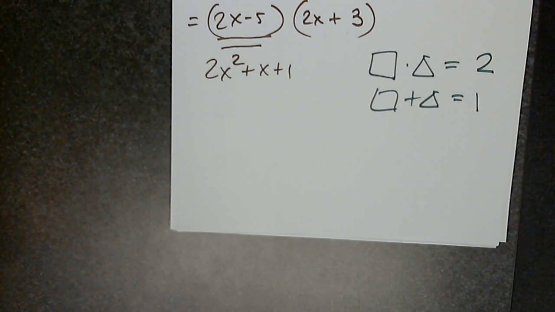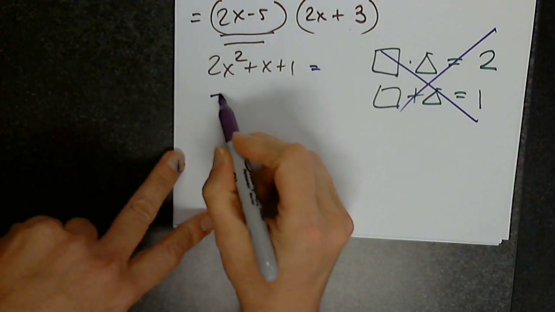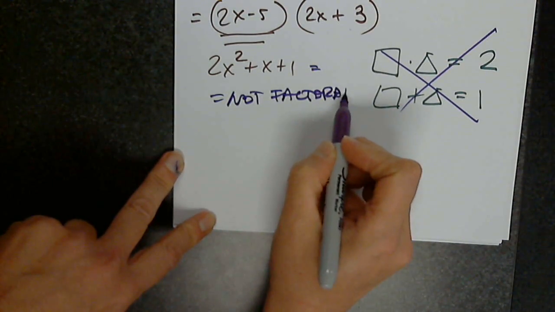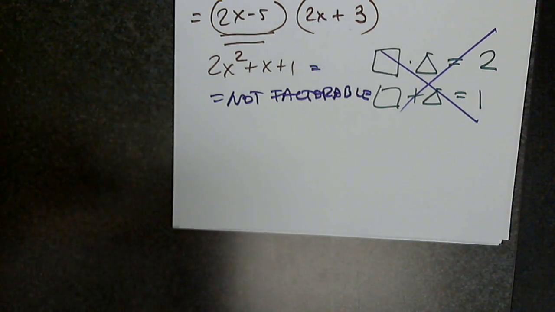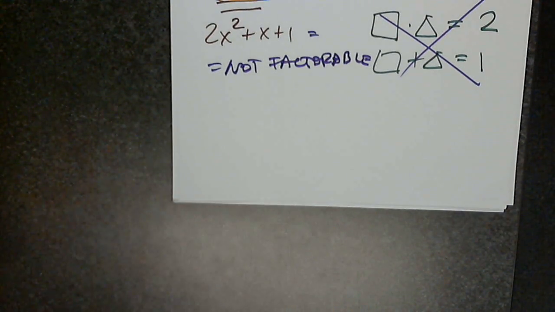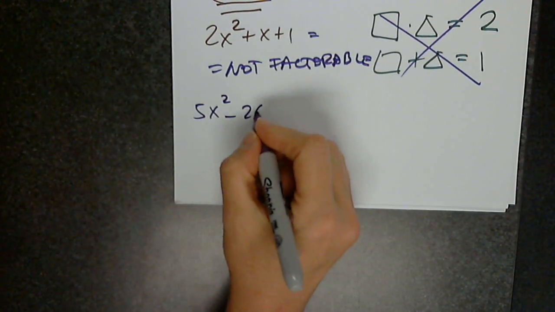What do you think? Thank you. They don't exist. Not factorable. No one can find two numbers whose sum is 1 and whose product is 2. They don't exist. Okay, got it? Special order?